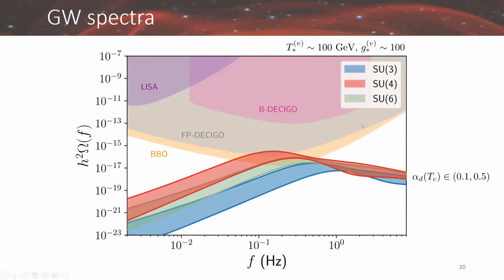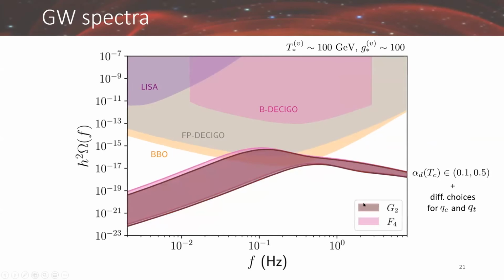SU(N) could also be plotted here. It would fall exactly on top of SU(6), which is expected because 6 on the lattice is already N to infinity, so not much difference there. And these bands are given by a value of the coupling constant, the dark coupling constant at confinement, varied between 0.1 and 0.5.